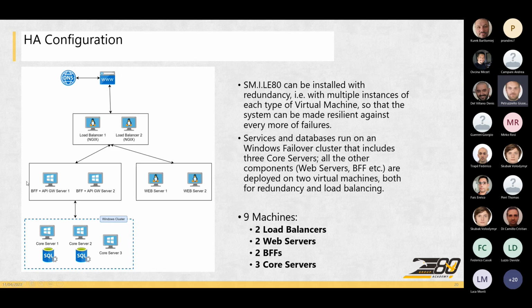And at the other level, we have two machines for BFF, two machines for web server, and two machines for load balancer. The difference in this case is that in the Windows cluster we have only one application active at a time, on one of these three machines, but at this level all applications are active. So we have an active-active configuration. The system is composed of 9 machines: 2 load balancers, 2 web servers, 2 BFF, and 3 core servers.